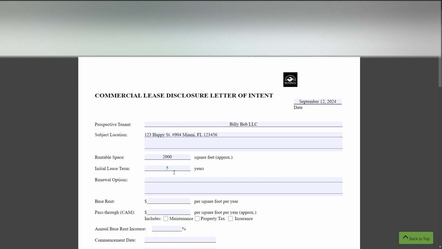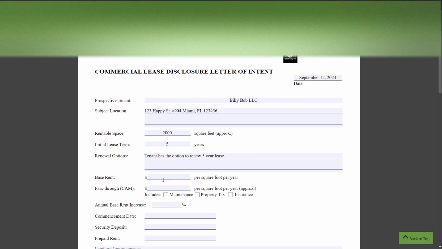A lot of times if you do a 5-year lease, you could put something like tenant has the option to renew 5-year lease. Just to state if there are renewal options or if the tenant is requesting renewal options, so that if the 5 years is up, the tenant has the opportunity to either walk away or to renew the lease and negotiate the terms.